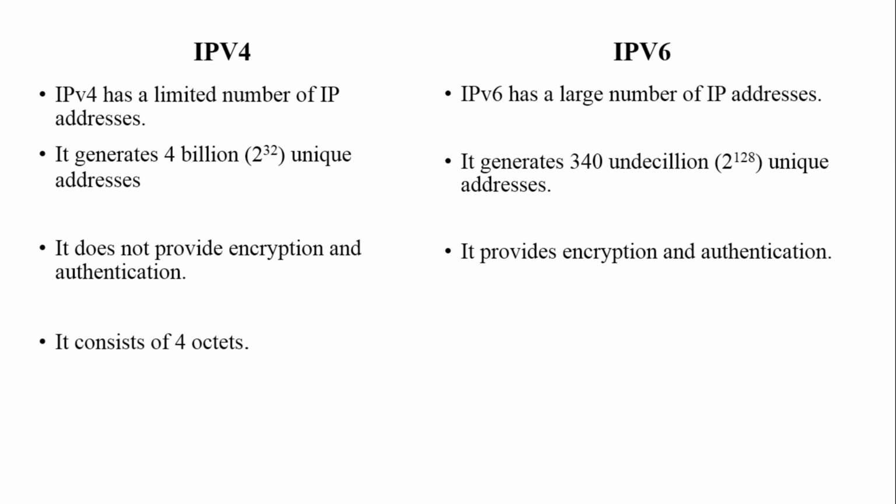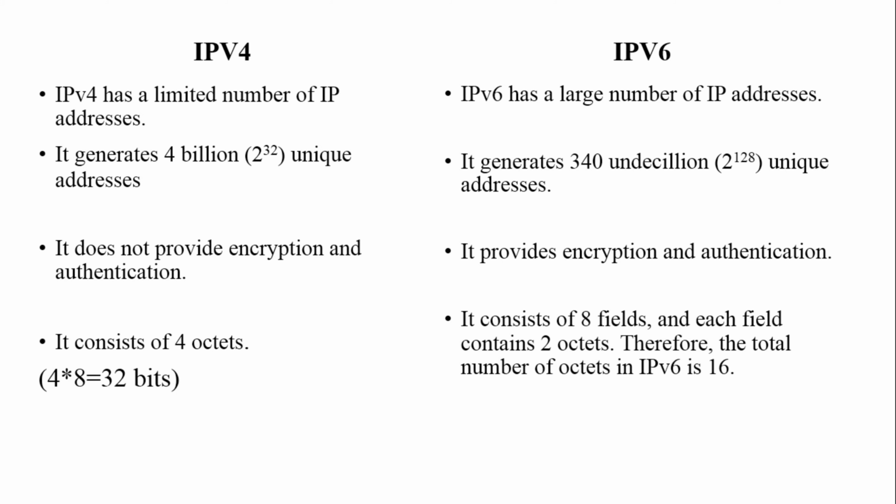The next difference is the octets. IPv4 consists of 4 octets and IPv6 consists of 8 fields and each field contains 2 octets. Therefore, the total number of octets in IPv6 is 16. So these are the main differences between IPv4 and IPv6.